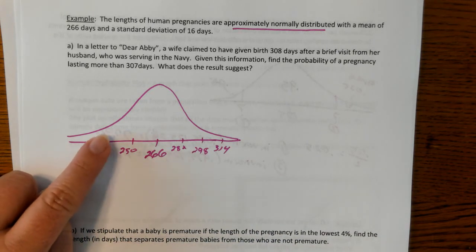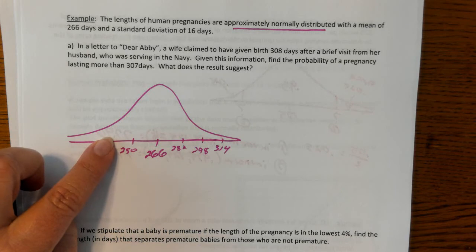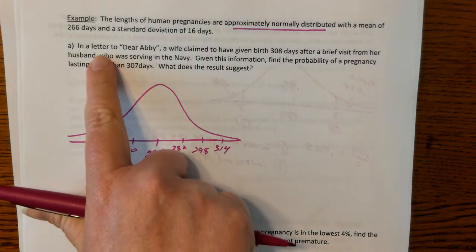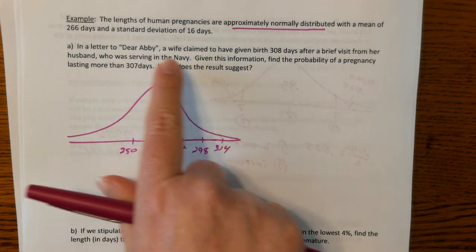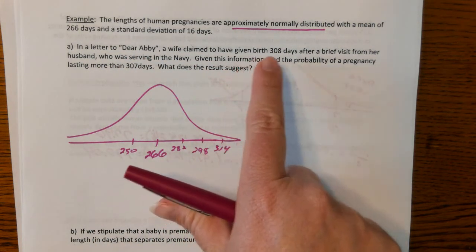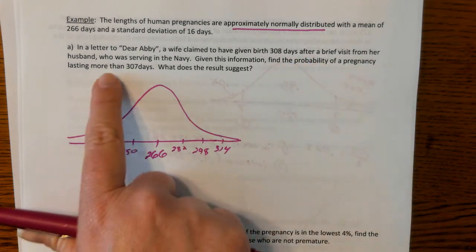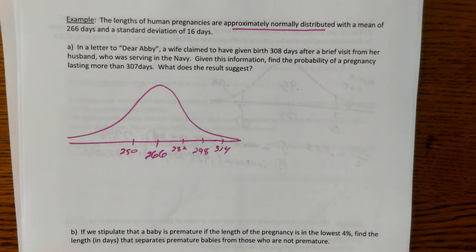Which can be concerning if it's too short, because that's when you have premature babies that might have some health problems or something like that. In a letter to Dear Abby, a wife claimed to have given birth 308 days after a brief visit from her husband who was serving in the Navy. Given this information, find the probability of a pregnancy lasting more than 307 days. What does the result suggest?